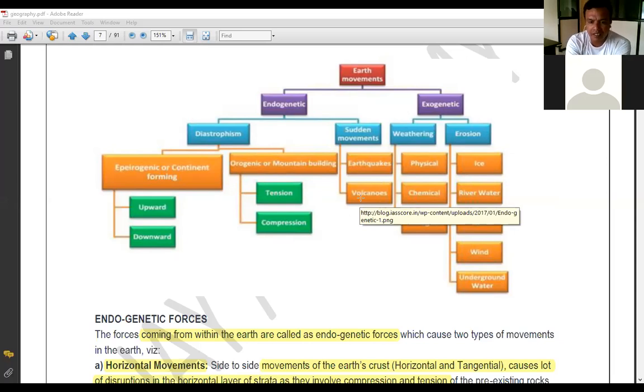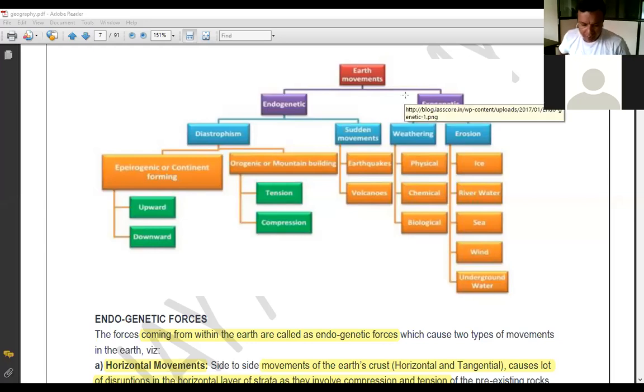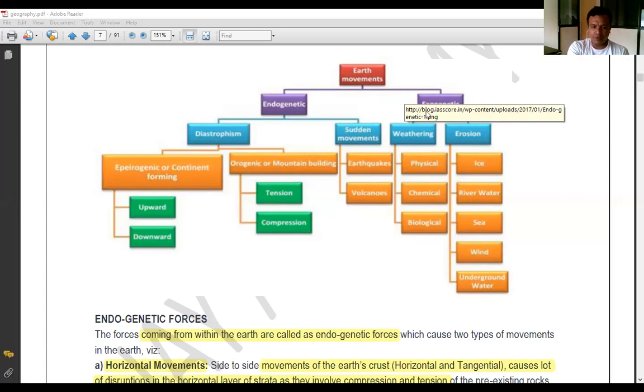So today we are going to discuss the exogenetic factors which lead to changes in the landforms. In geographical landforms we need to understand two things. One is that some landforms are completely new, created due to internal forces. And once landforms are created on the surface of the earth, they undergo changes. These changes may be due to earthquakes or volcanism, or due to external factors, right?